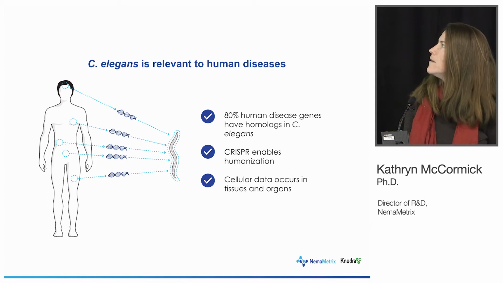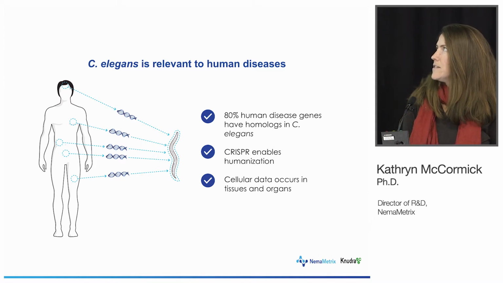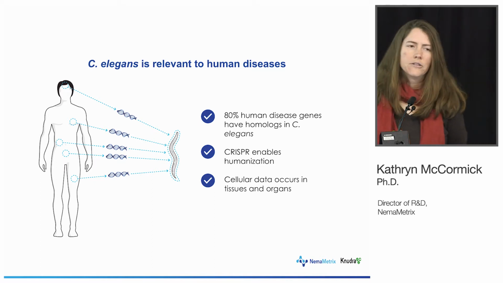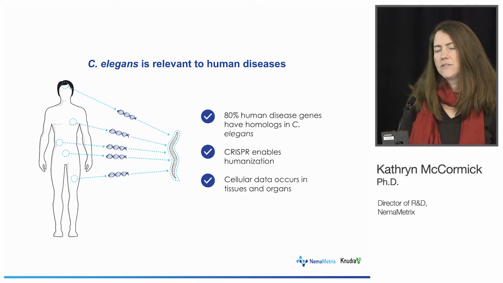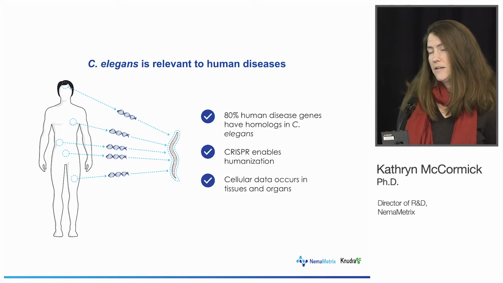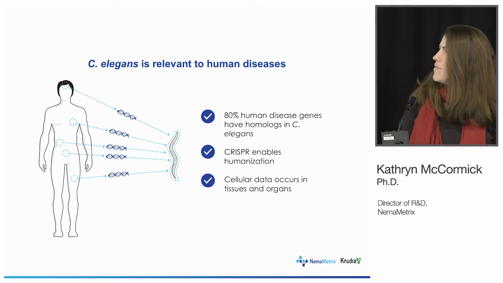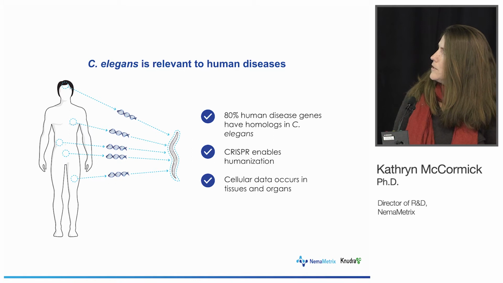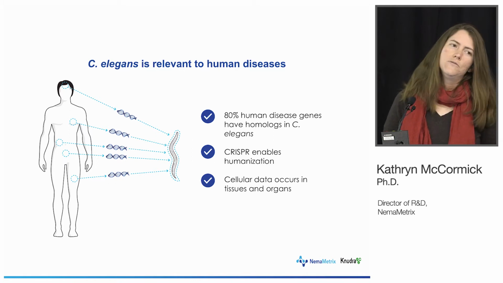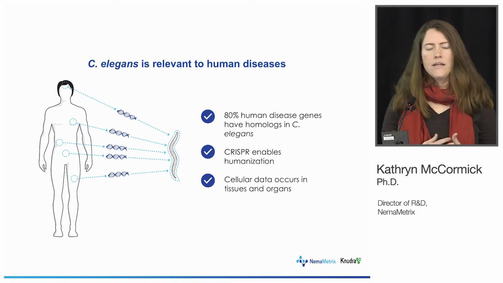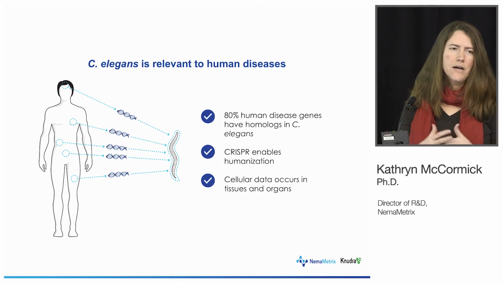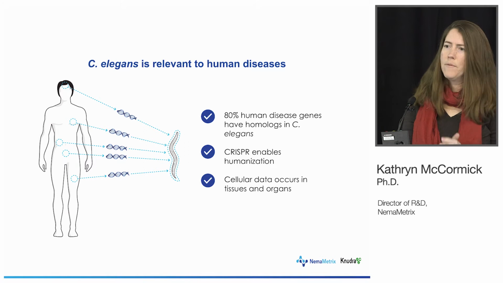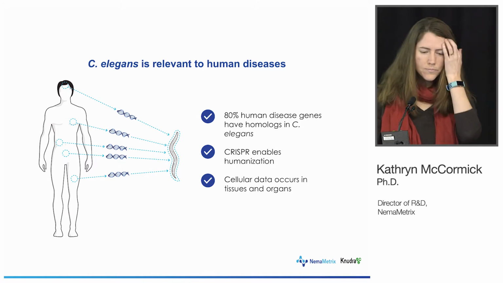elegans. And in C. elegans, it's also easy to apply a lot of modern genetic techniques, such as CRISPR and MosSCI, and a lot of site-directed mutagenesis techniques. And then we find that when we apply these genetic techniques to C. elegans, the data that we get occurs in tissues and organs rather than in isolated cell lines or artificial environments.